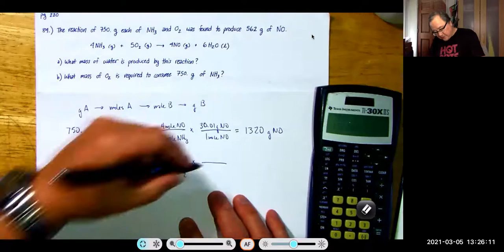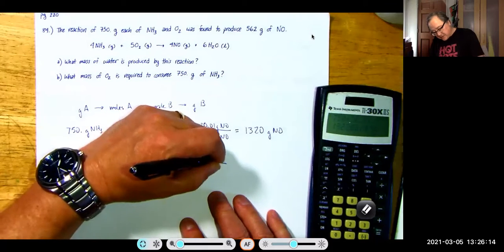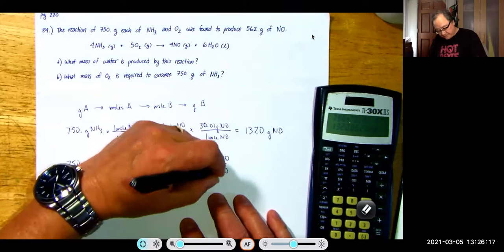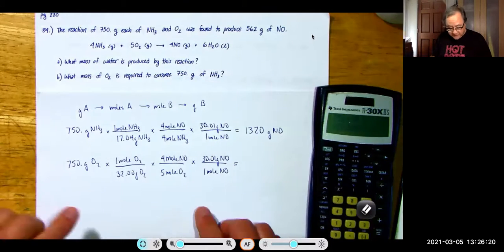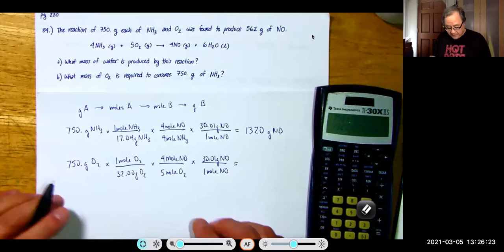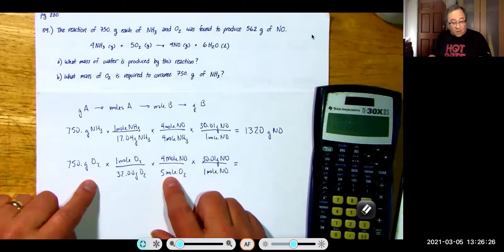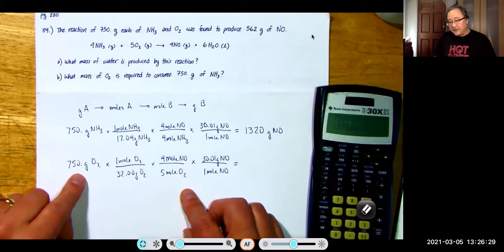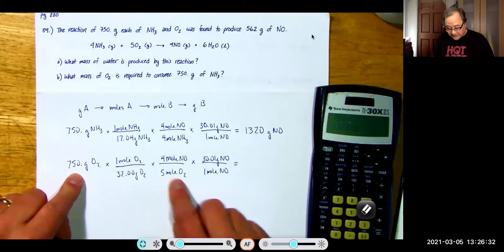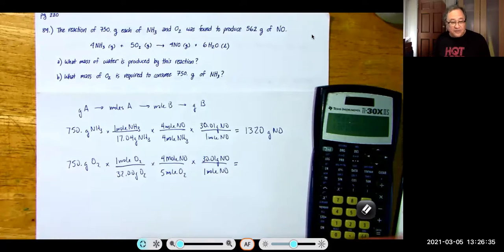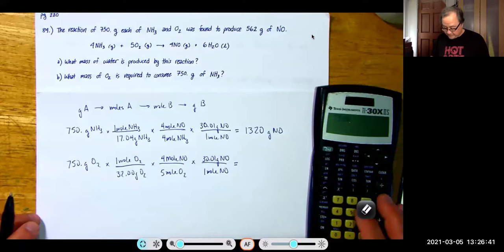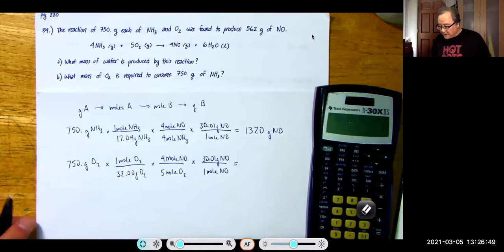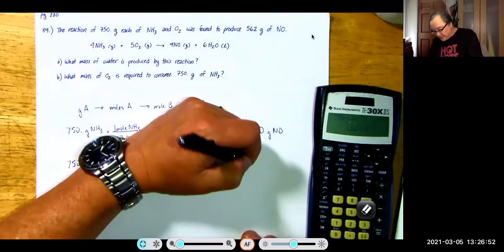And then 30.01 grams of NO to 1 mole of NO. And I'm going to do my little estimating again. 30 divided by 32 is about 1. 4 out of 5 is about 1. So my answer over here is going to be a little less than 750 because I know this is a little less than 1 and this is a little less than 1. So maybe the answer is 600. Maybe it's 700 in that range. And I get 563 grams of NO.